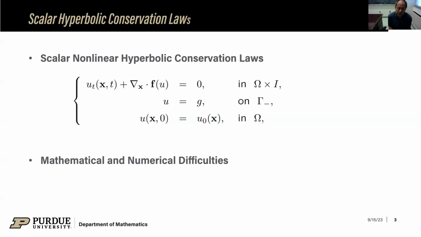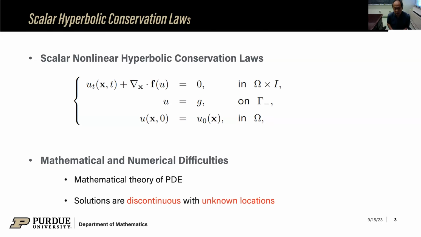When we look at a scalar nonlinear hyperbolic conservation law, it's a very simple equation. Unfortunately, this is a problem we still consider computationally challenging because of two main difficulties. One, of course, is the issue of uniqueness, so you have to introduce the entropy condition to deal with that. Here I'm not talking about this part. The main difficulty in computation is that the solution is discontinuous.